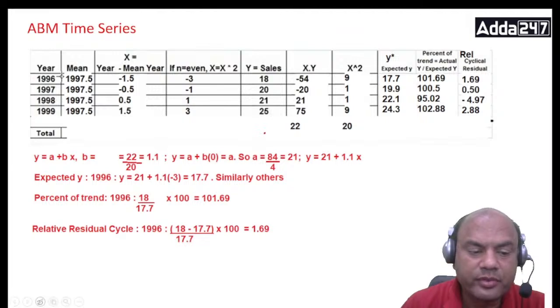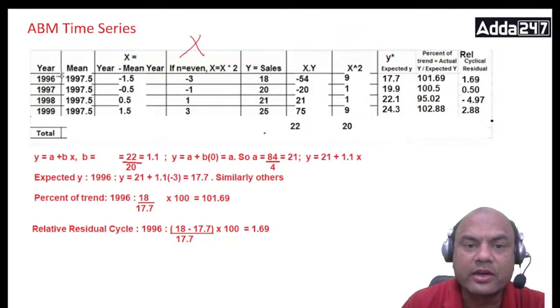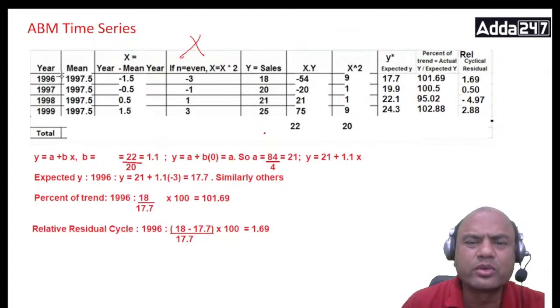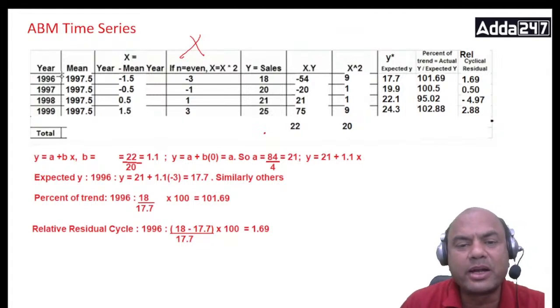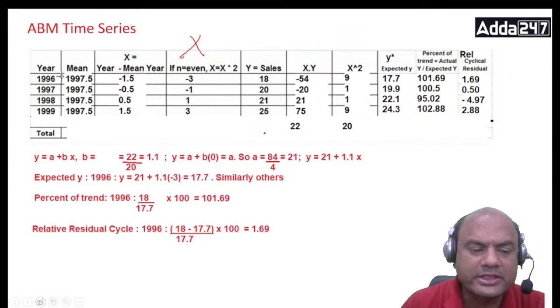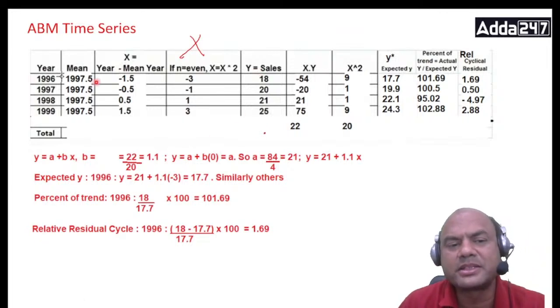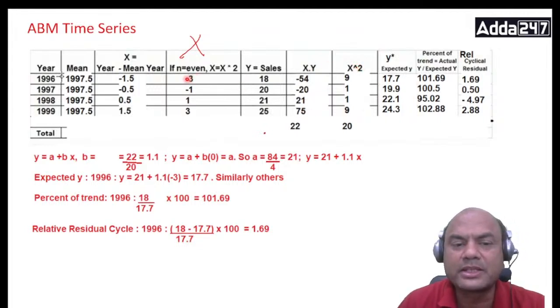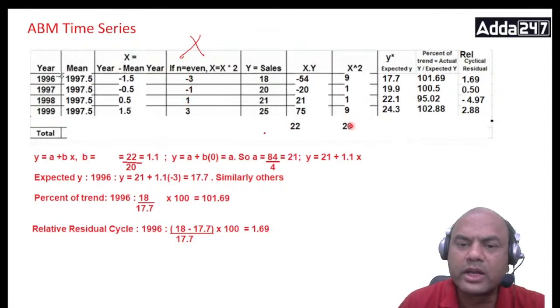Got it? So this is your actual x. I'll write it over here. This is your x. So y is whatever is given. So do the same thing again. Multiply xy first. x into y, right? Multiply this. Minus 3 into 18, so minus 54, and do it for all. Similarly x square: minus 3 square is 9, 1, 1, 9. Same thing. Do the addition.